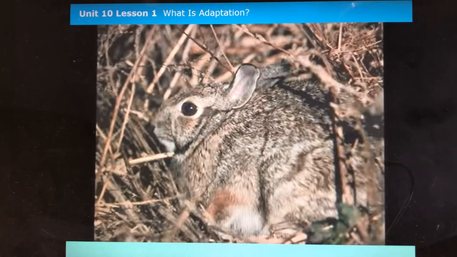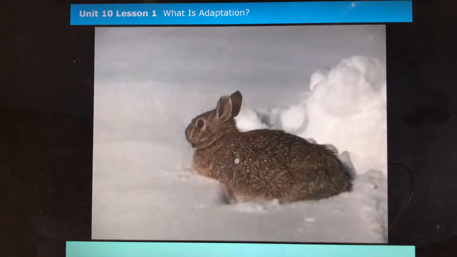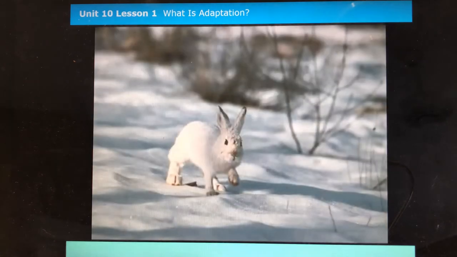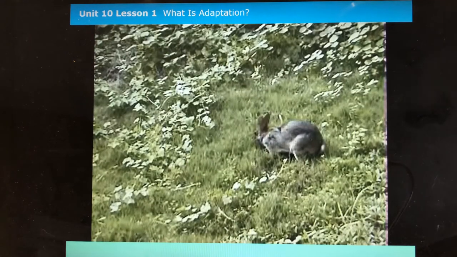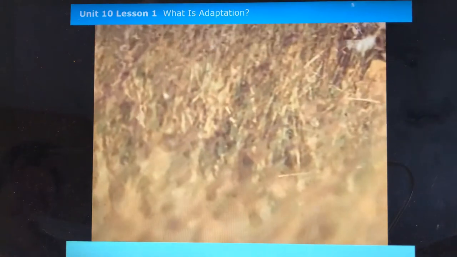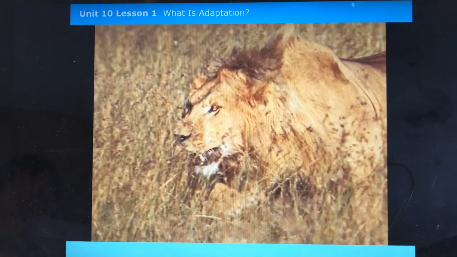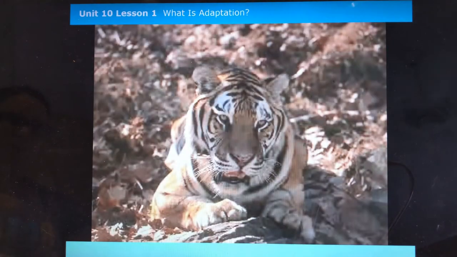Then, there are those animals who gradually change color to fit their surroundings. As the weather gradually changes the color of the environment, the Arctic hare does the same to blend in, brown in summer and white as snow in winter. Camouflage can also be useful to a predator so that it can hide and wait for its prey. Alligators and tigers do this.